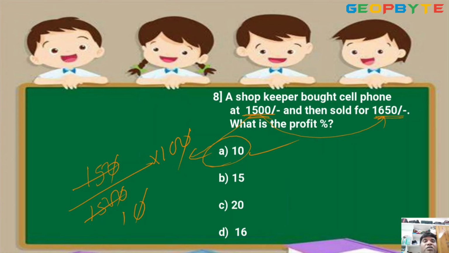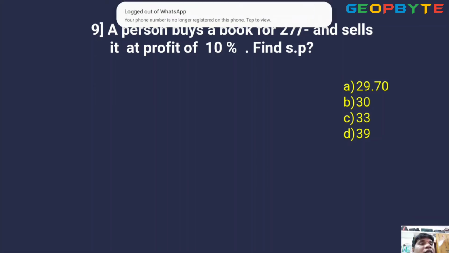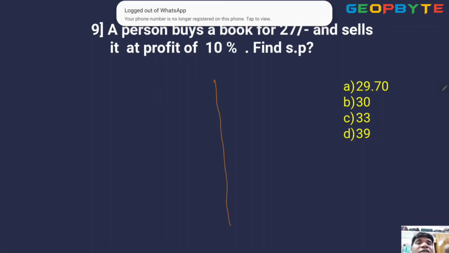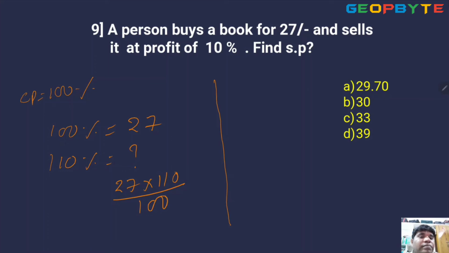Remaining every question is also easily given in the previous years. A person buys a book for 27 and sells it at a profit of 10%. Find the selling price. Here I will explain 2 ways. Cost price means how much percentage? 100. So 100 percentage value is 27. You want profit 10%, so 110. Cross multiplication: 27 into 110 upon 100.